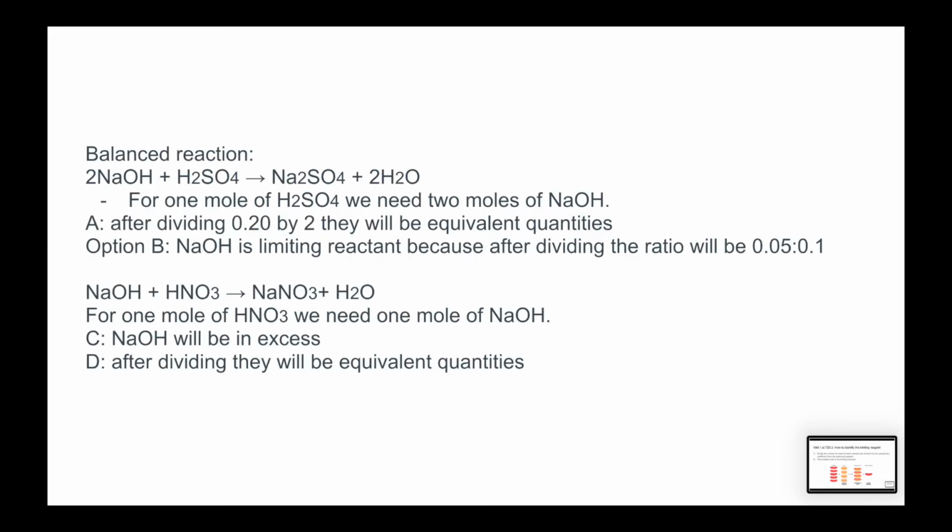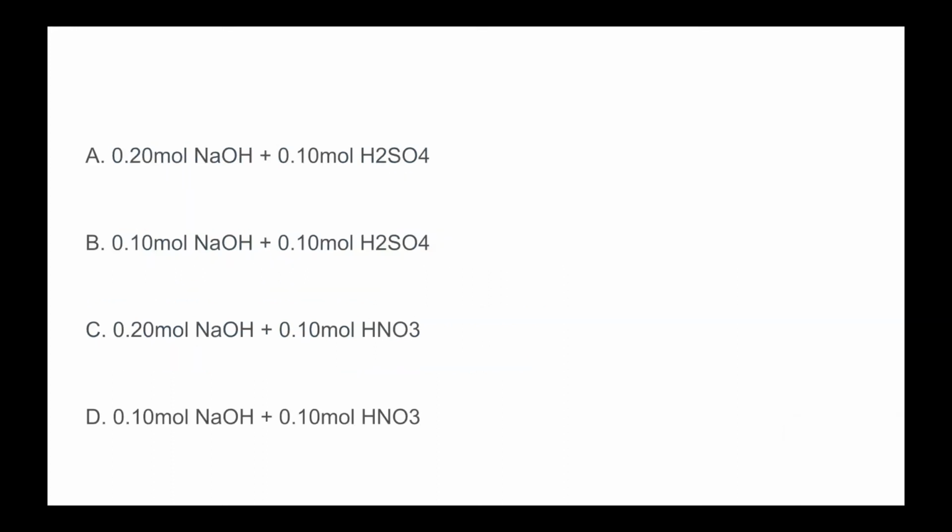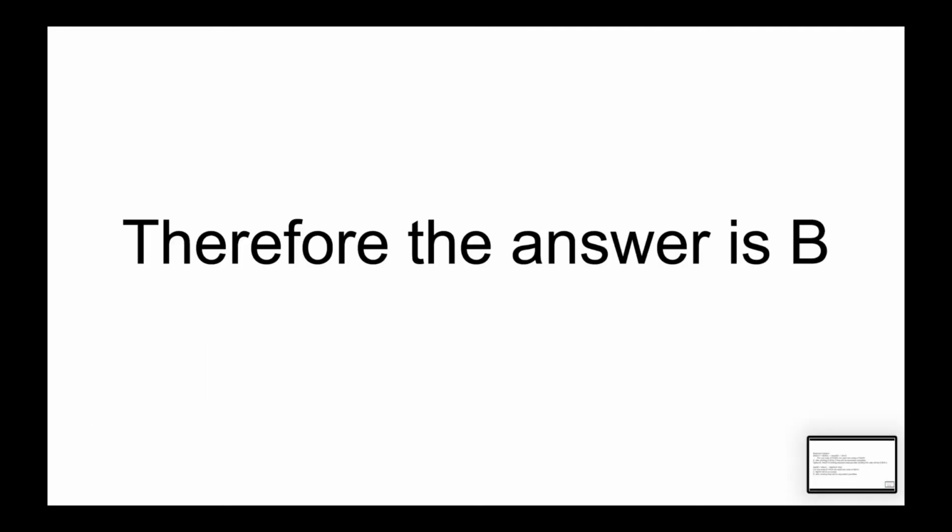Then in NaOH plus HNO3, the ratio is 1 to 1. So for 1 mole of HNO3, we need 1 mole of NaOH. 0.2 divided by 1, the coefficient of NaOH, would give me 0.2. And then 0.1 divided by 1, the coefficient of HNO3, would give me 0.1, meaning that NaOH is in excess and is the opposite of a limiting reagent. In D, they're both going to be divided by 1 because both coefficients are 1, meaning that the ratio is equivalent and there is no limiting reagent. So the answer is B.